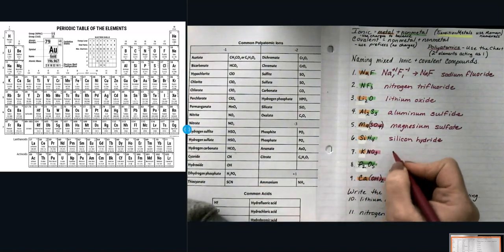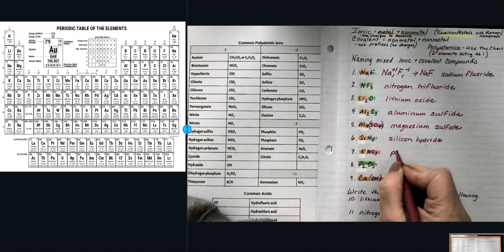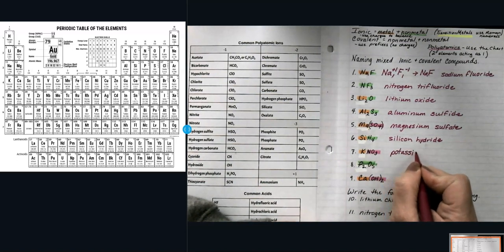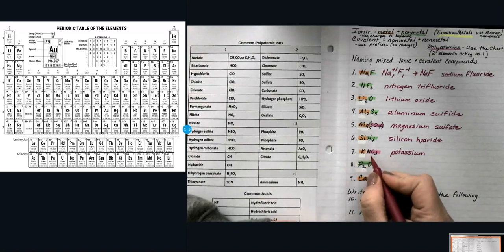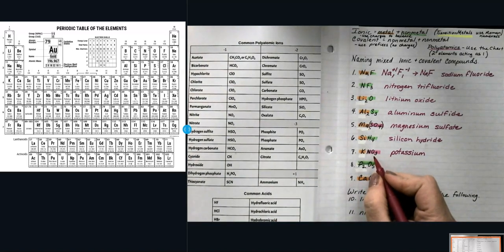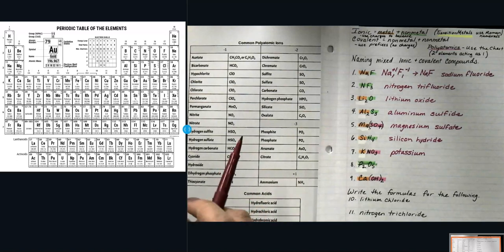Here we have K, which remember is potassium. It's a metal. It's not phosphorus. And then that NO3, remember, that's 2 or more capital letters, tells us we got to go look at the polyatomic ion chart. So NO3. So we find it over here, it's nitrate.